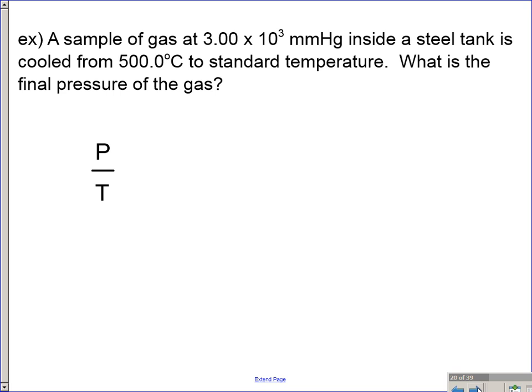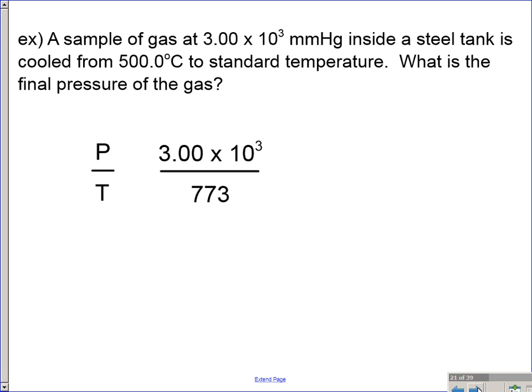Look at our beginning numbers. It tells us that we have a gas at 3.0 times 10 to the third millimeters of mercury, and it starts at 500.0 degrees Celsius. So that's our beginning P over T. And remember, temperatures have to be changed to Kelvin, so you have to add 273 to the initial number.